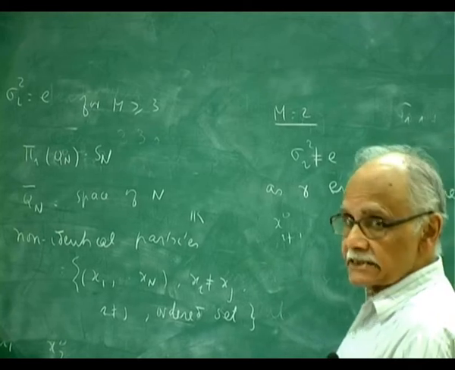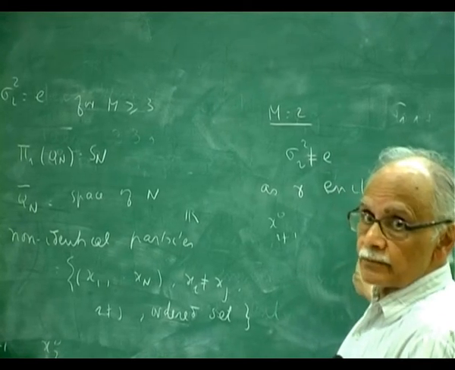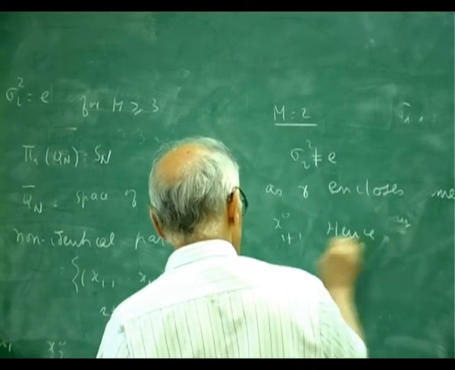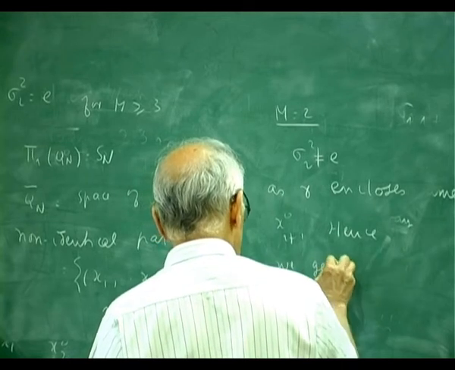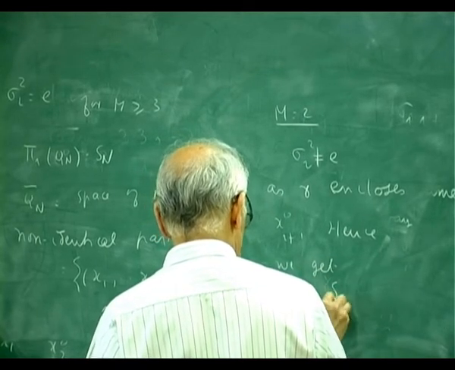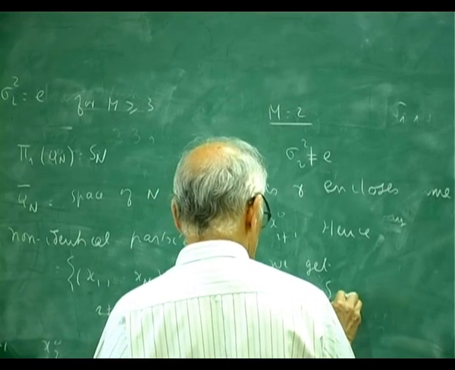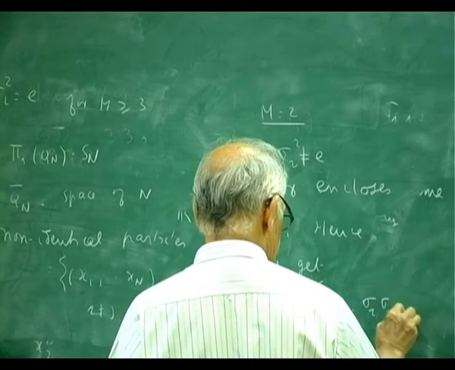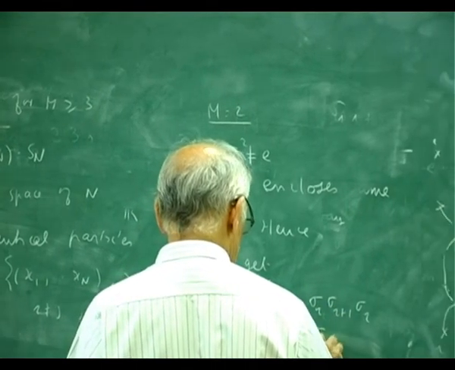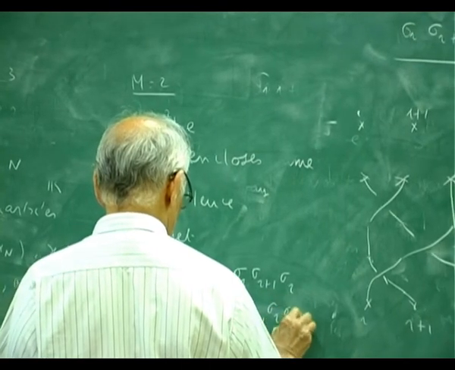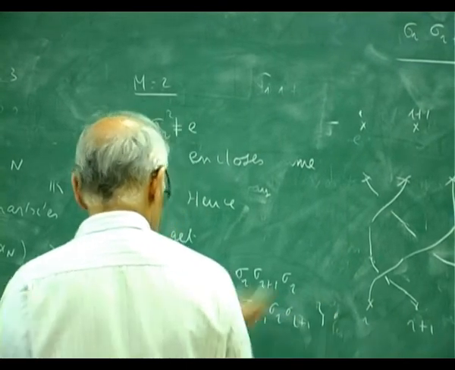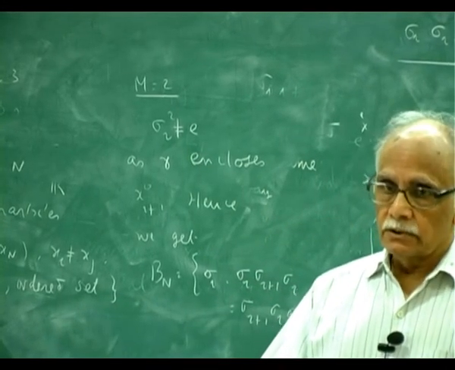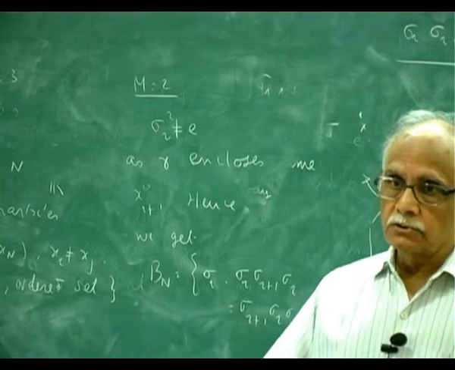So if you drop this relation, we get what is called a braid group. This braid group is given by these generators sigma I. Sigma I plus 1 sigma I is equal to sigma I plus 1. This is the definition of braid group. You just drop the statement that the square is 1.